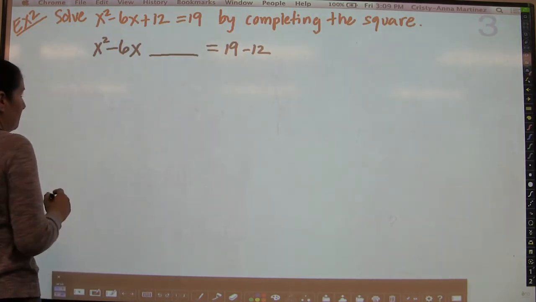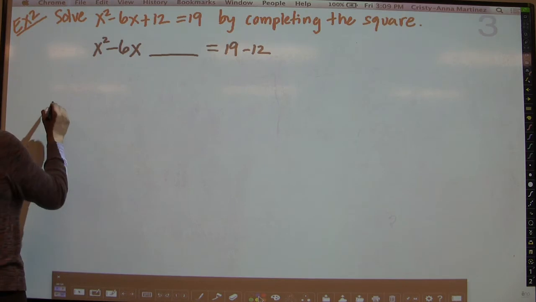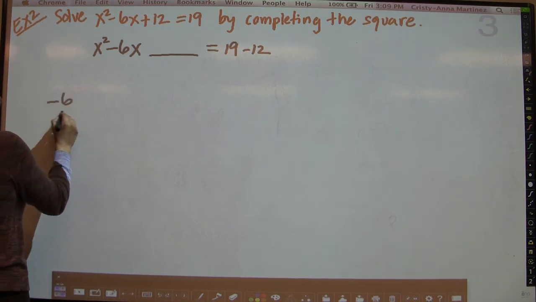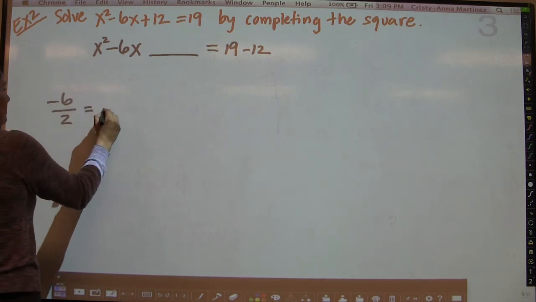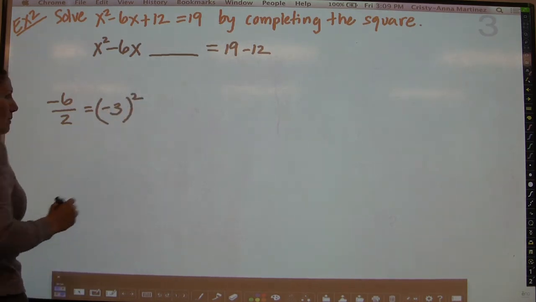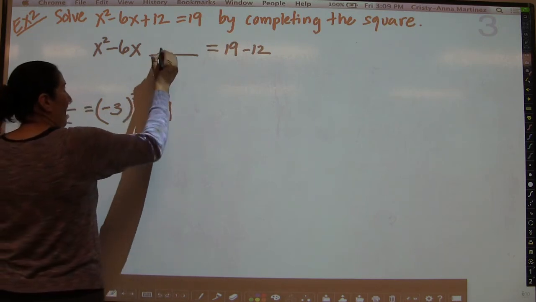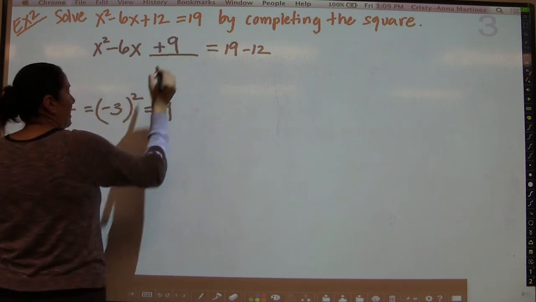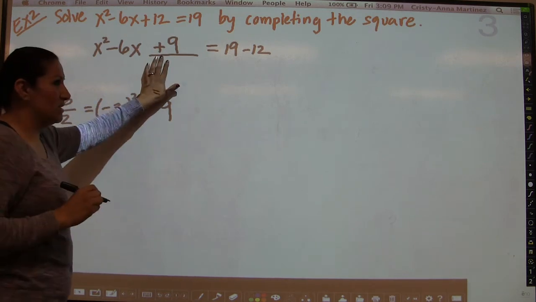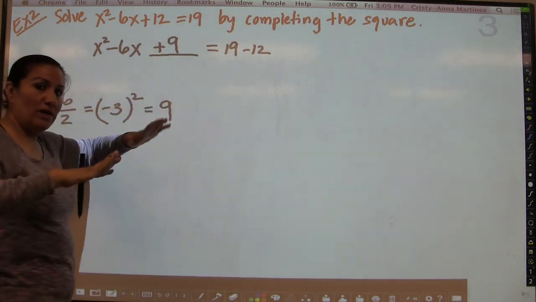So I have the next step, which is going to be to take our middle term, negative 6, divide it by 2, which gives me negative 3, and then square my result. So when I square my result, I actually end up with a positive 9. And now I'm going to add a positive 9 to this side, but I can't just add positive 9 to one side and not add it to the other side, because now my equation will be unbalanced.